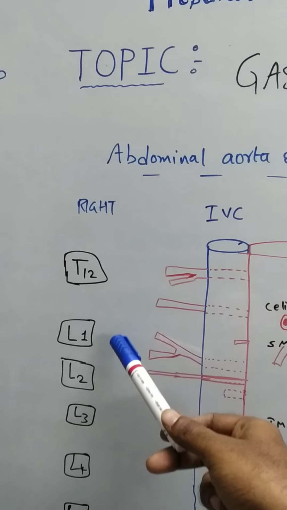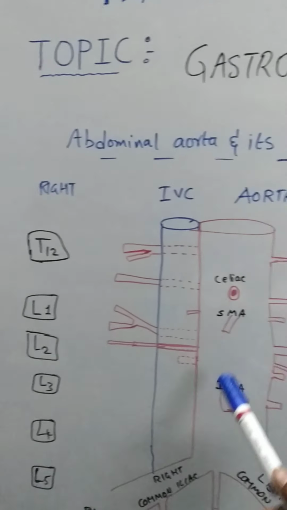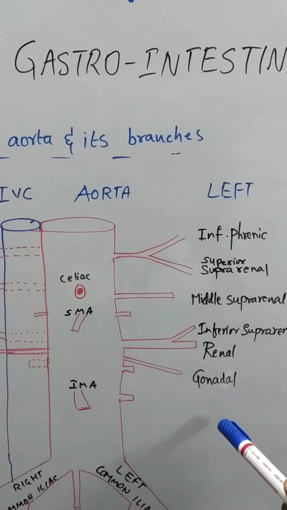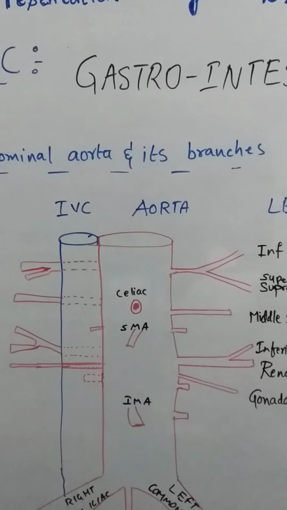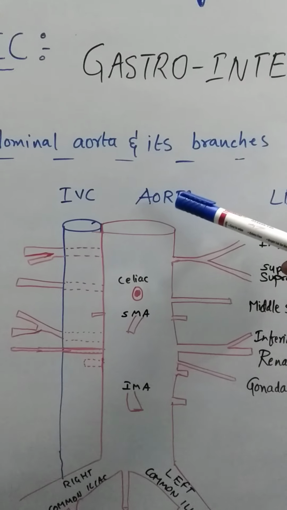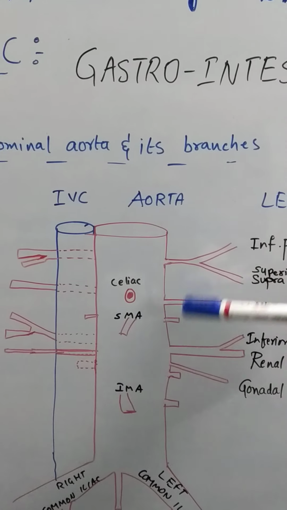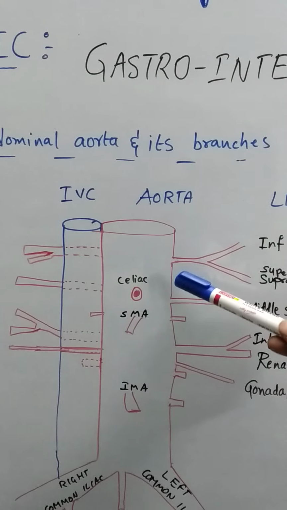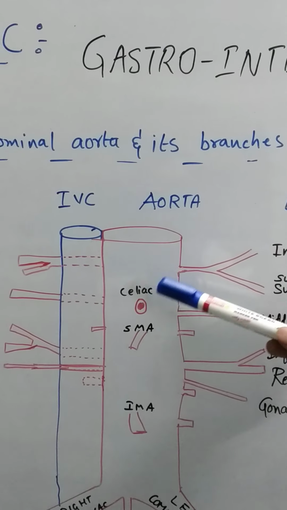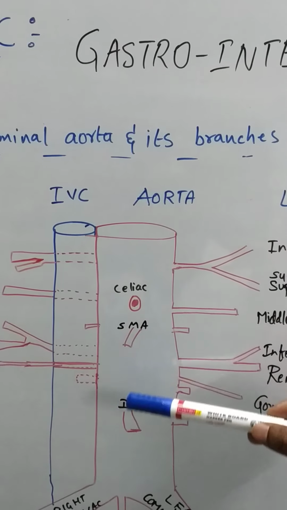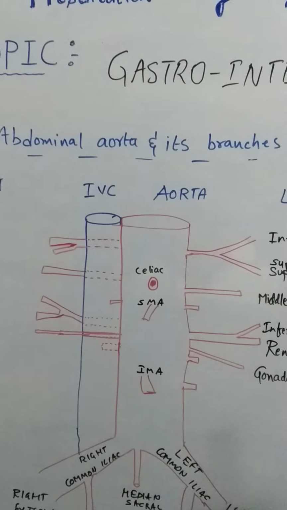On the right side you can see the nerve locations, and on the left side I have labeled some of the parts in this diagram. As you can see, the red one is the aorta, and the blue one is the inferior vena cava. In the center are the celiac, superior mesenteric artery, and inferior mesenteric artery.